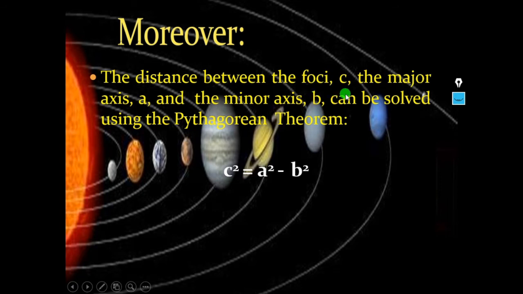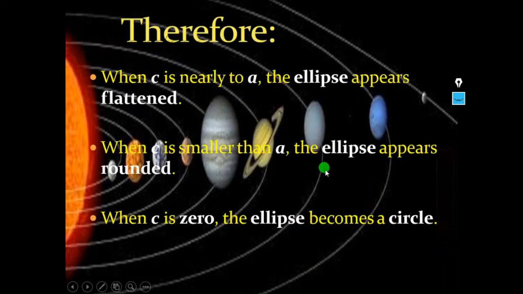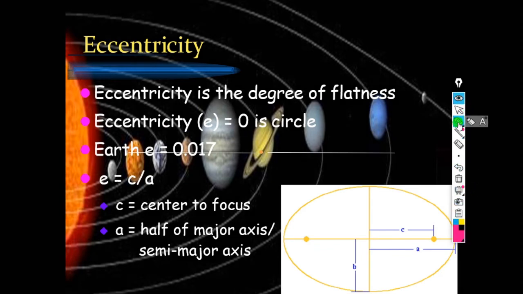The distance between the foci is C, the major axis is A and the minor axis is B. This can be solved using the Pythagorean theorem: C square is equal to A square minus B square. If you observe here, if we draw, from here to here it is C.